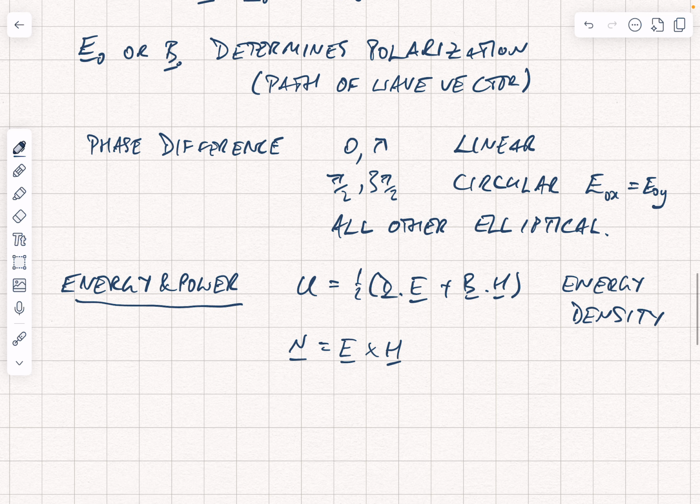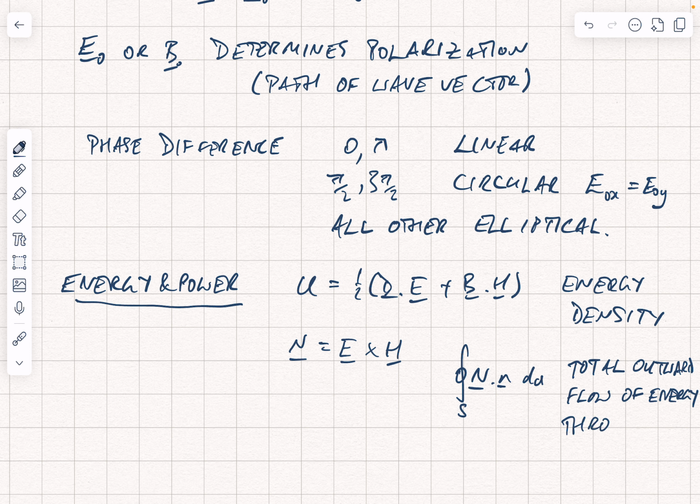And we noted that while it's tempting to think of N as the energy flow across a unit area, the properly defined statement is that the closed surface integral of N dot dA is the total outward flow of energy through the surface. And you can also look at Poynting's theorem, which relates the work done by the fields, the energy stored by the fields, or the rate of change with time of the energy, and the Poynting vector.